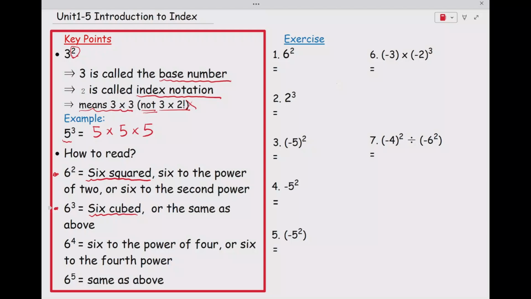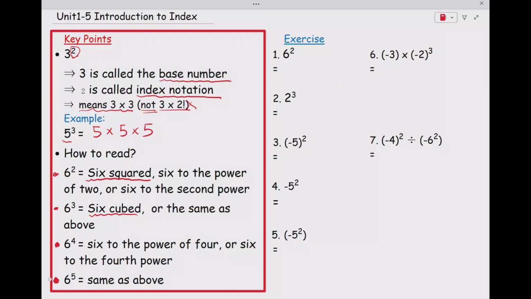Only the index of 2 and 3 have a little more variety in how they are called, but for other numbers, there are only 2 patterns. 6 and 4 is read as 6 to the power of 4, or 6 to the fourth power. 6 and 5 is read as 6 to the power of 5, or 6 to the fifth power. And the rest is all the same.